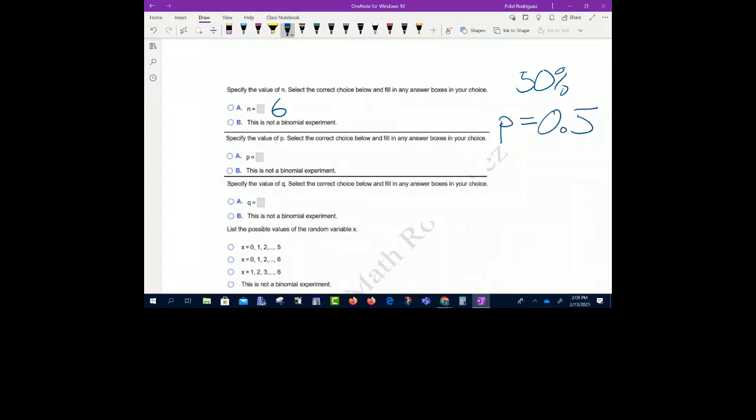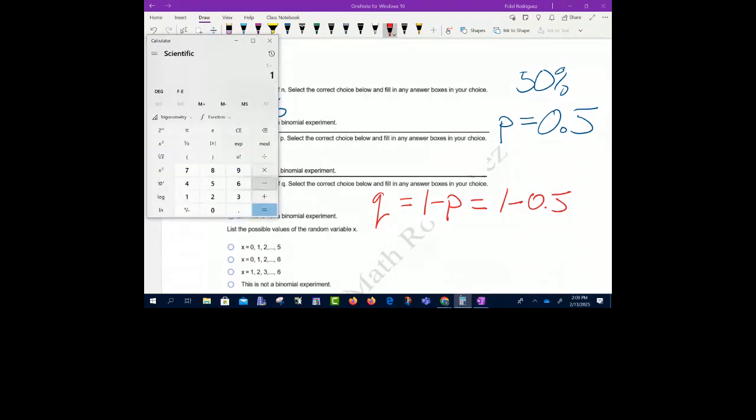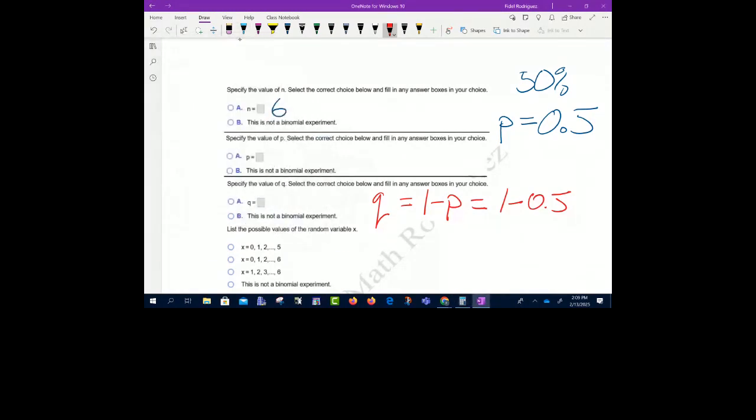So my P is going to be 0.5. Now, the next part is going to be Q. Q is the probability that the baby does not get better. Let me give you a formula for the number Q. The way we're going to find the value of Q is we're going to take 1 minus P. So I'm going to do 1 minus 0.5. If I take my calculator and go 1 minus 0.5, we still get 0.5, right? So that means half the babies get better and the other half do not, okay?